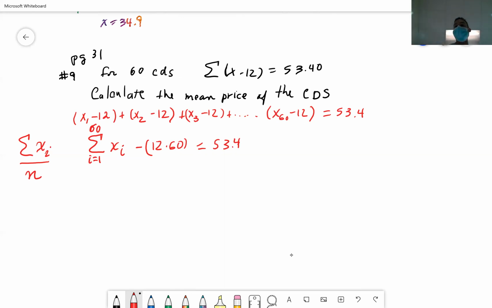So let's do it. Can we do it? Absolutely. What's 12 times 60? 720. So I have the sum of my x's minus 720 equals 53.4.